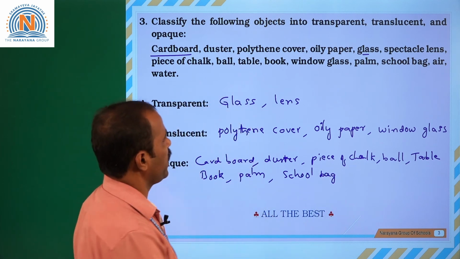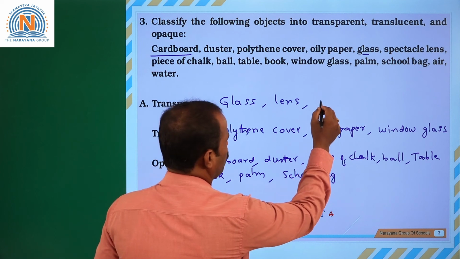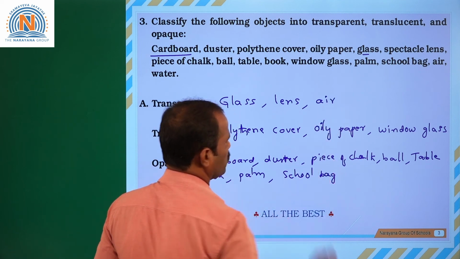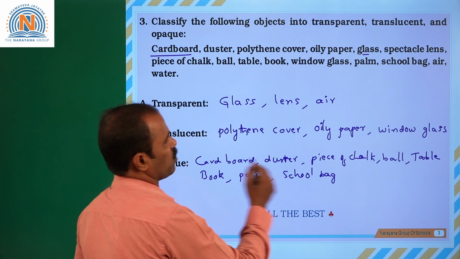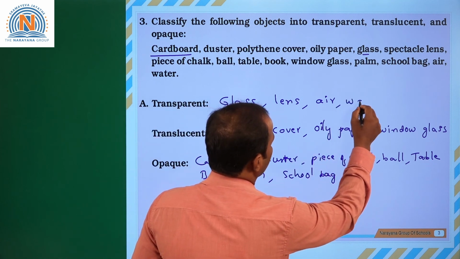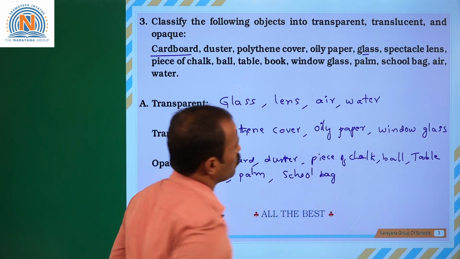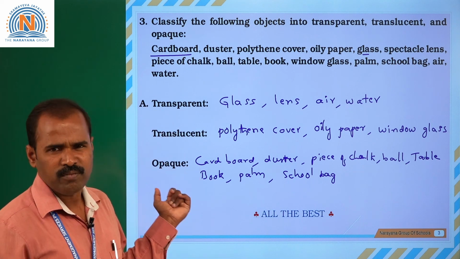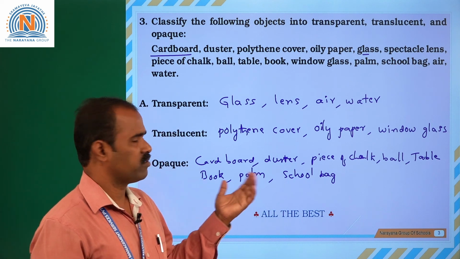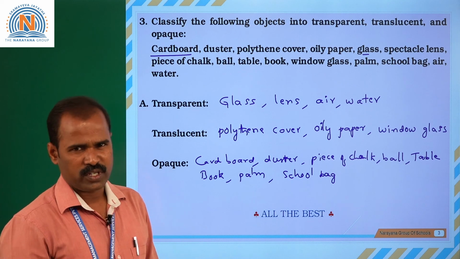Next to air. Air is a transparent medium. Next to water. Water also is a transparent medium. So these are the types of medium that we get with our objects.